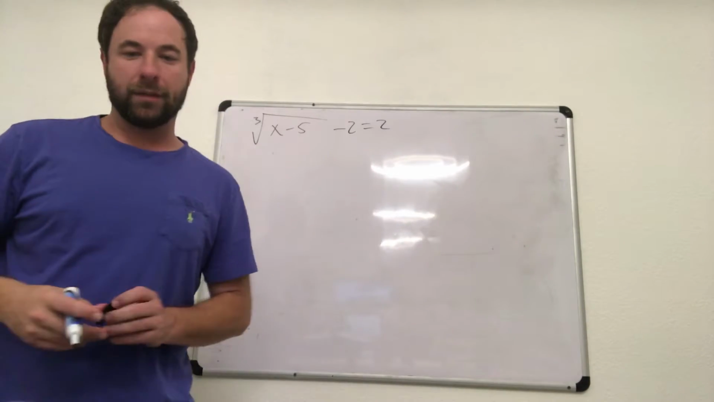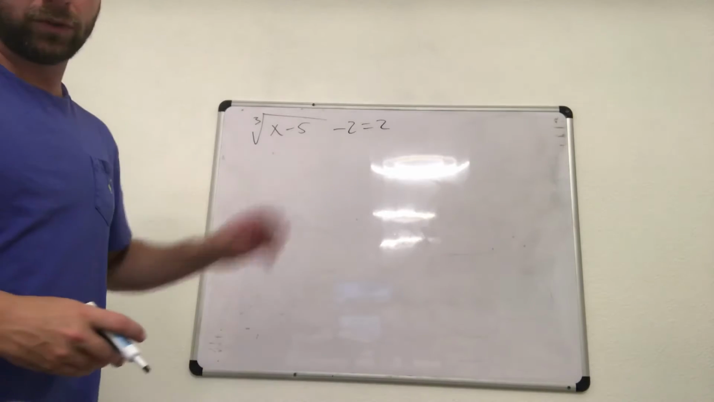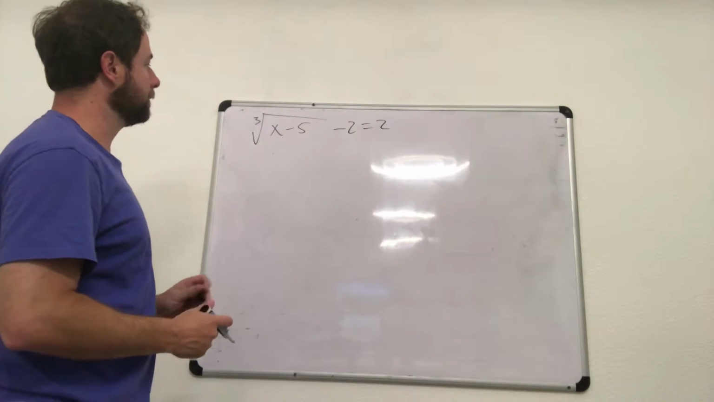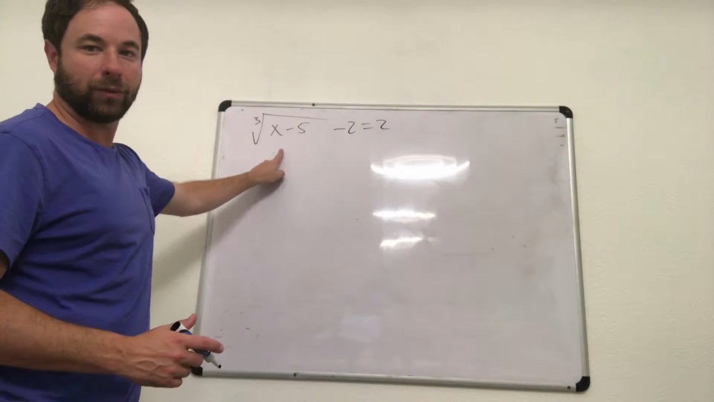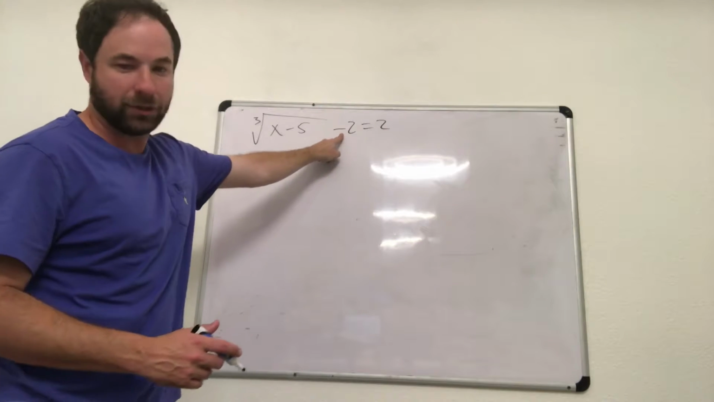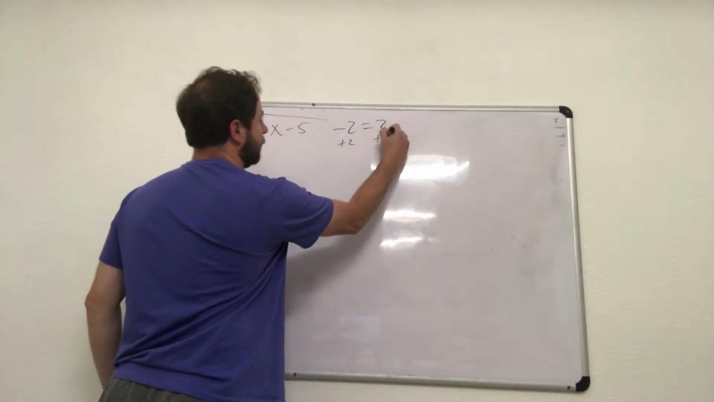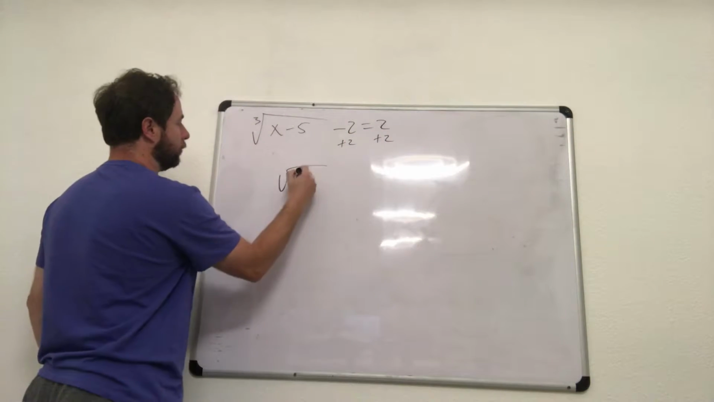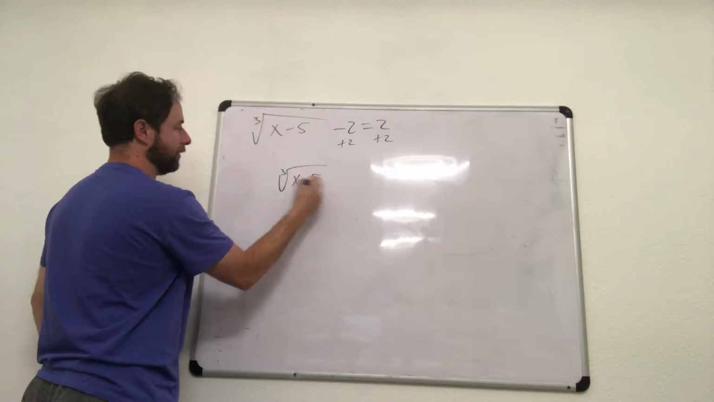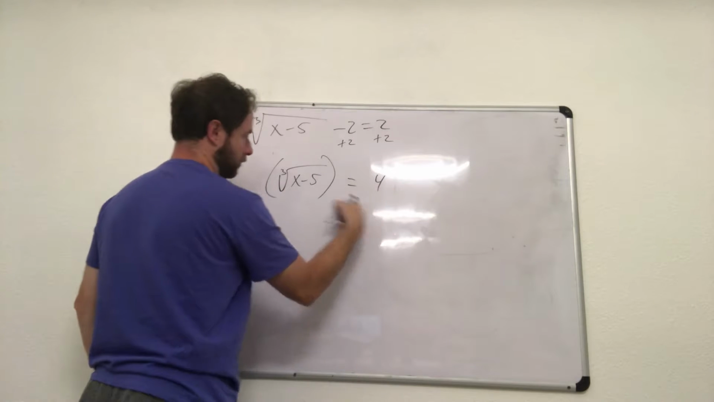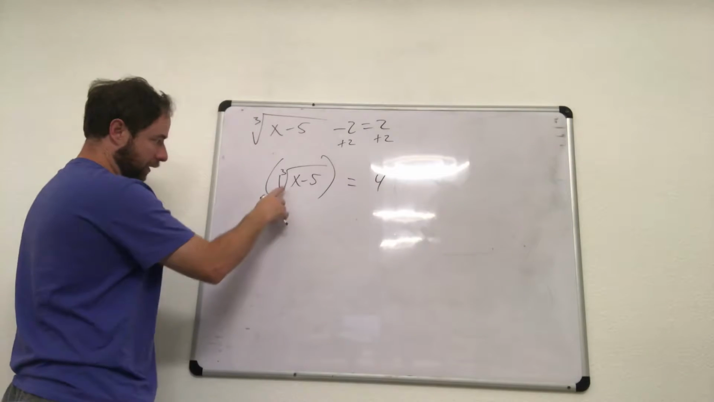The second concept has to do with solving for radicals in equations. Whenever you have a radical in an equation, how do you solve for it? What you're going to do is isolate the radical to one side. We have the negative 2 that is right here in the way. We're going to bring it to the other side, so we're going to add 2 to both sides. And when we do that, we get the cube root of x minus 5 by itself on one side of the equation. We have 4 on the other side of the equation.